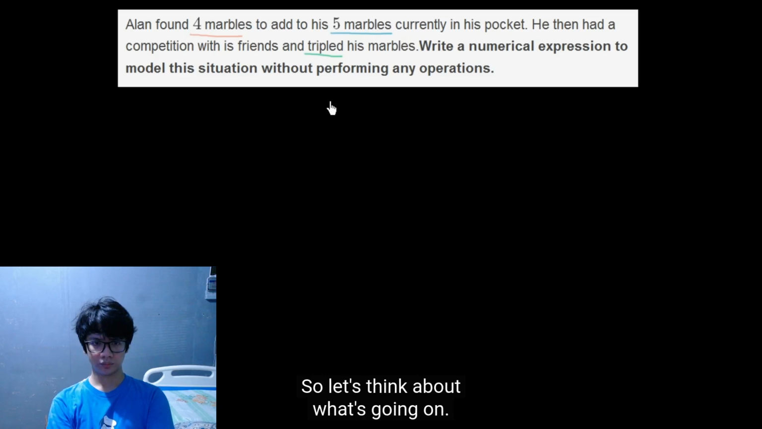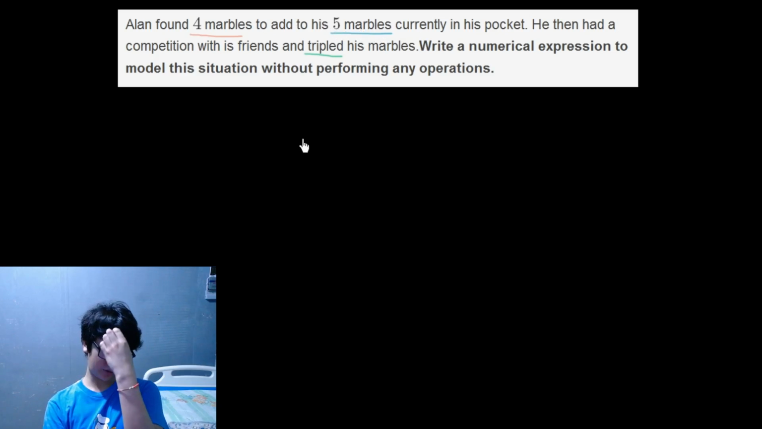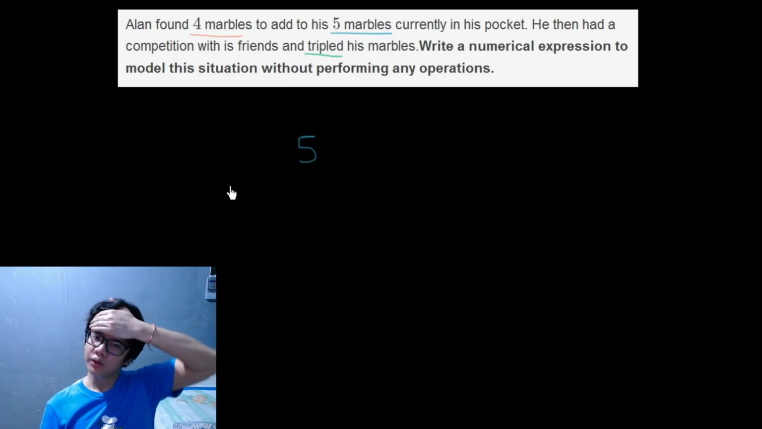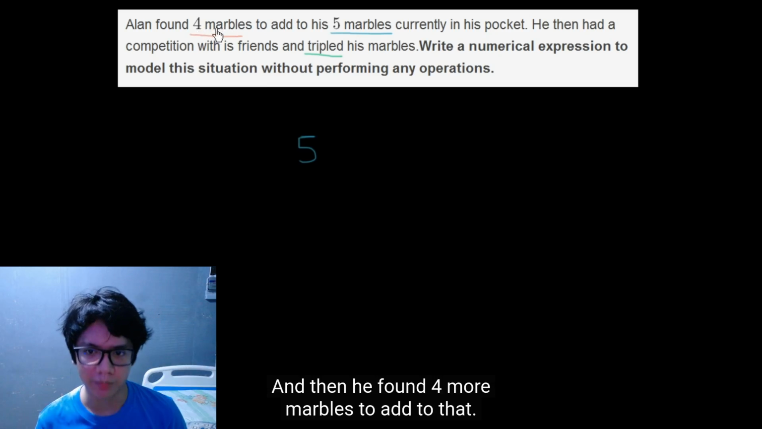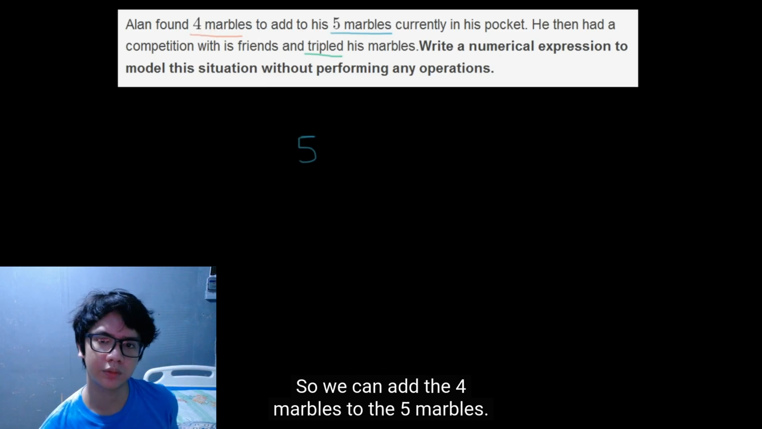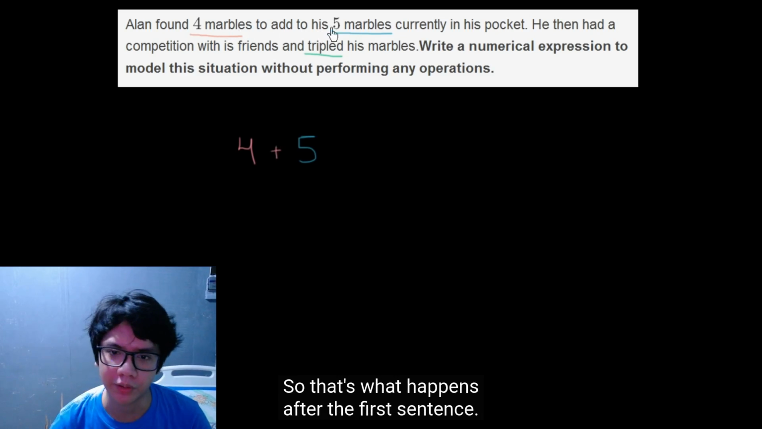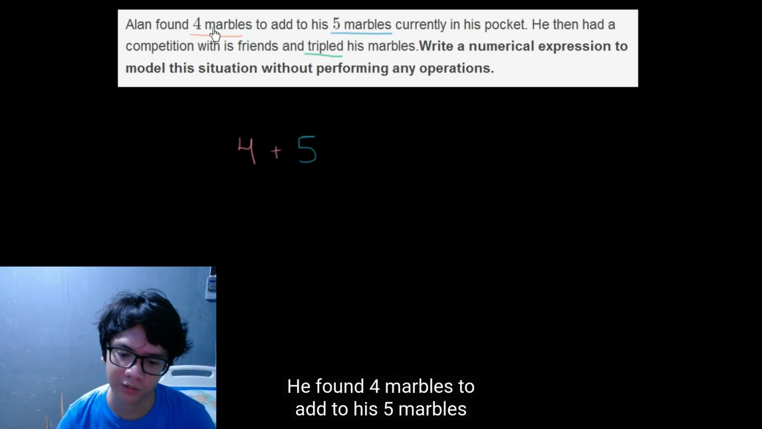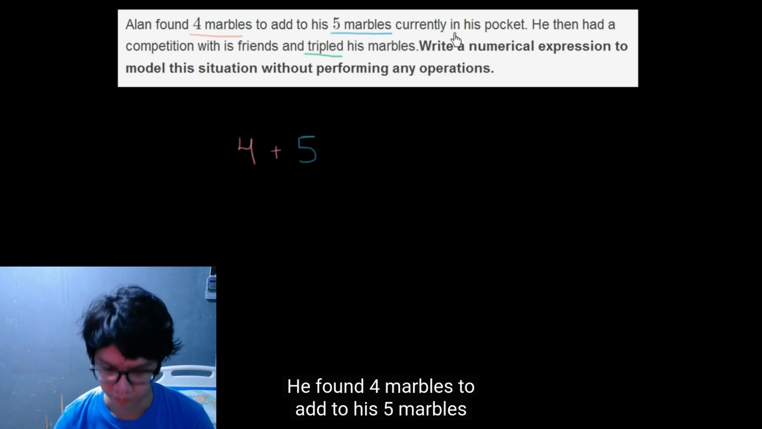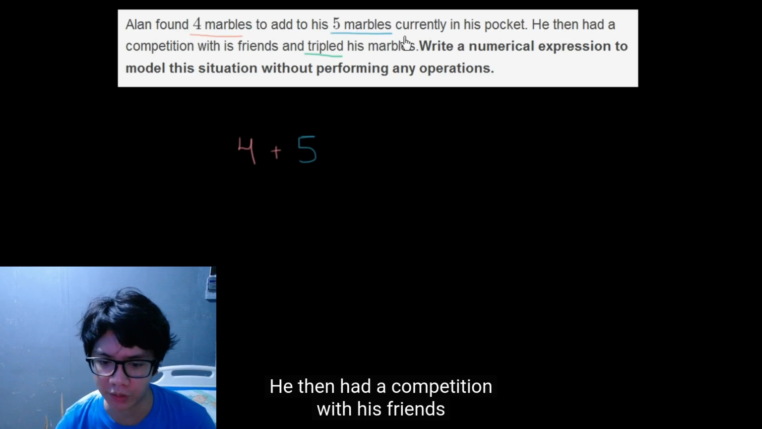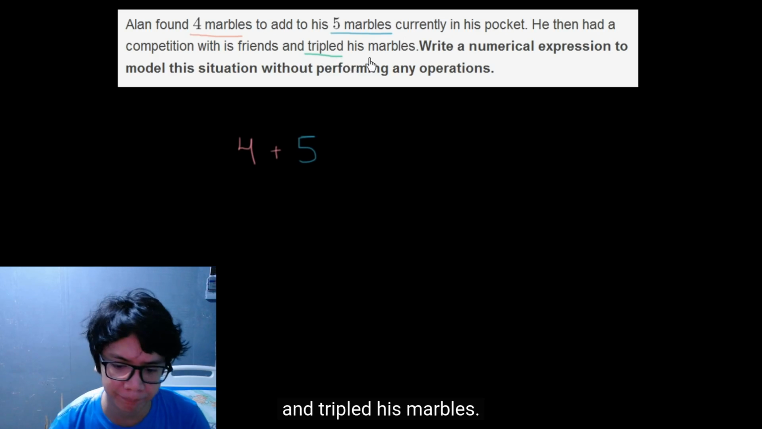So let's think about what's going on. He already had 5 marbles in his pocket. And then he found 4 more marbles to add to that. So we can add the 4 marbles to the 5 marbles. So 4 marbles plus the 5 marbles. So that's what happens after the first sentence. He found 4 marbles to add to his 5 marbles currently in his pocket. He then had a competition with his friends and tripled his marbles.